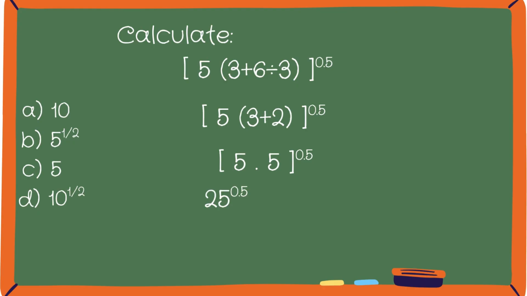25 raised to the power 0.5, which is the same thing as saying 25 raised to 1/2, and which is the same thing as saying square root of 25. And you know perfectly well that the square root of 25 is 5, which is the answer, letter C.